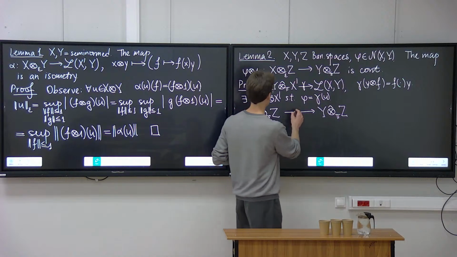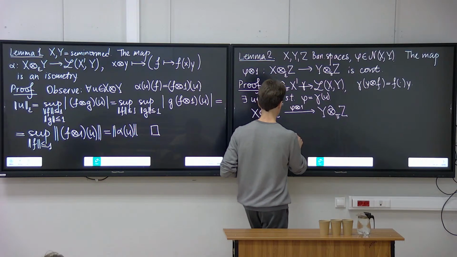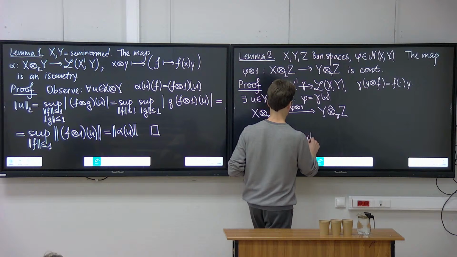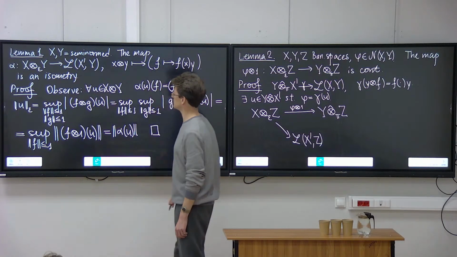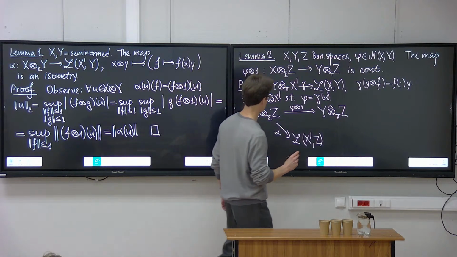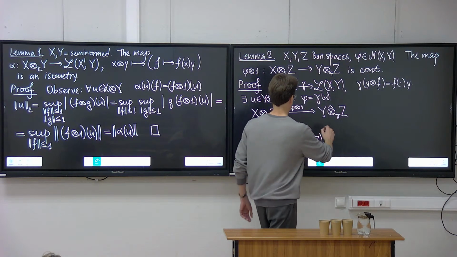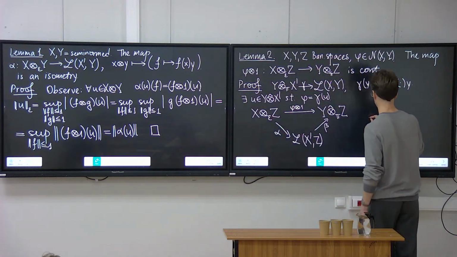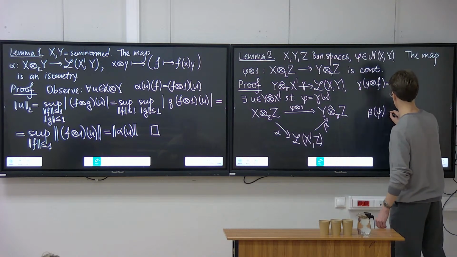And we factorize this map, phi tensor 1, through the space of operators L of x prime z by means of Lemma 1. So this is R alpha from Lemma 1. Okay. And here we have another map beta given by the following formula. So what is beta of psi? Beta of psi is given by the following formula.